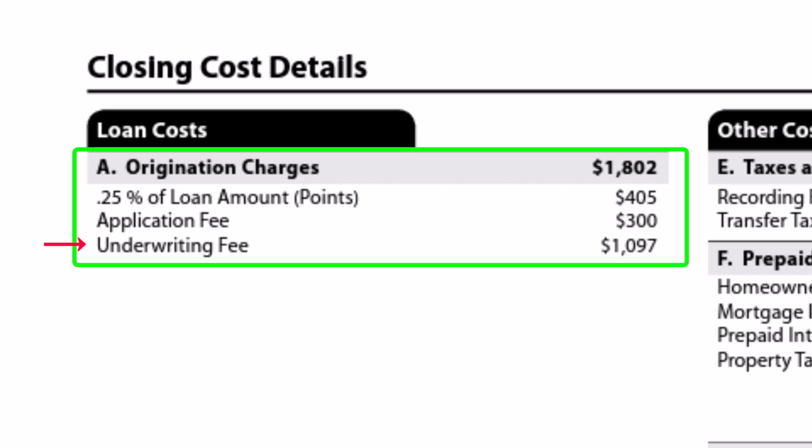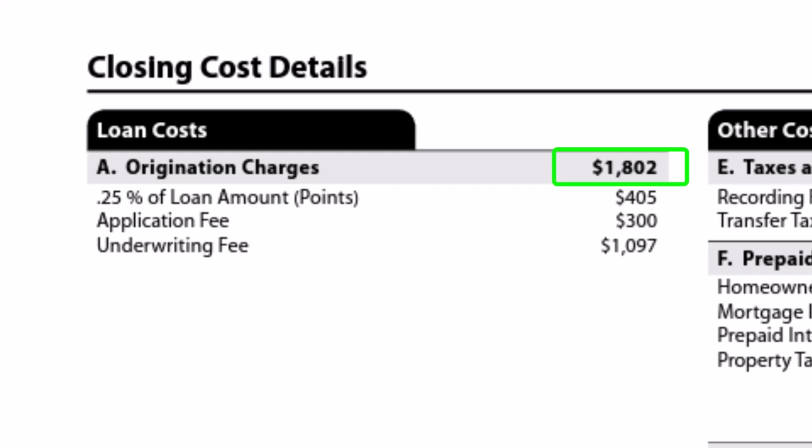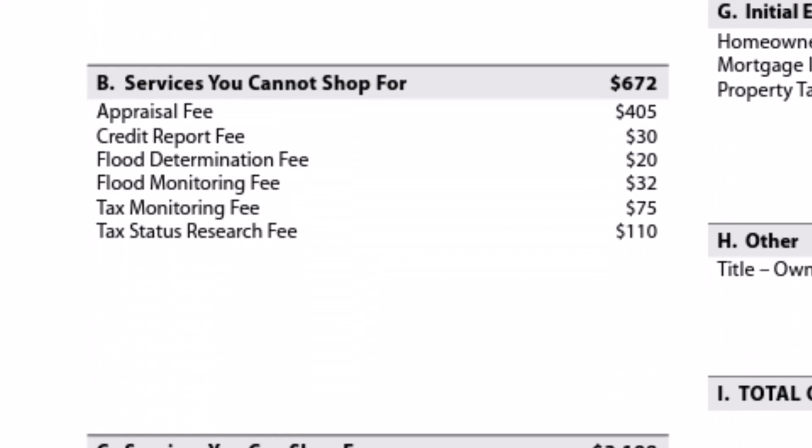Remember, this section is controlled by the lender. Some lenders itemize a dozen different fees, while others bundle everything into one single line item. Another term you might come across is origination or origination fee, which is a fee levied by the mortgage lender for the processing of your loan. The main figure you should focus on here is a highlighted field in bold at the top of the section. Let's move on to the next section of loan costs, which is B, services you cannot shop for.